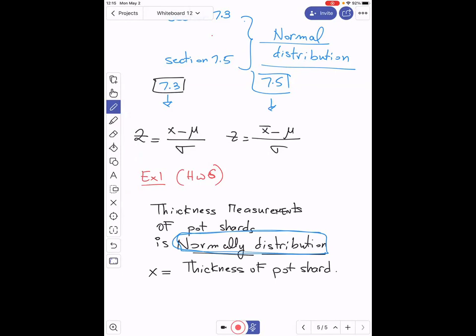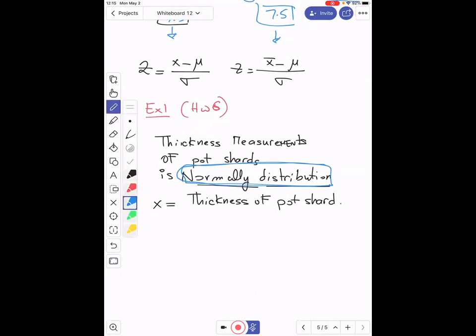And then with a normal distribution, there is a population mean, mu, the population average. Like in this problem, the mean mu is 5.1 millimeters. And then there is the population standard deviation sigma, which is 0.9.